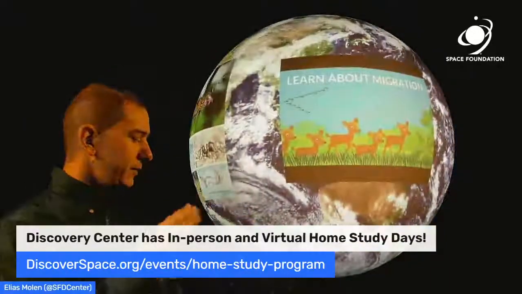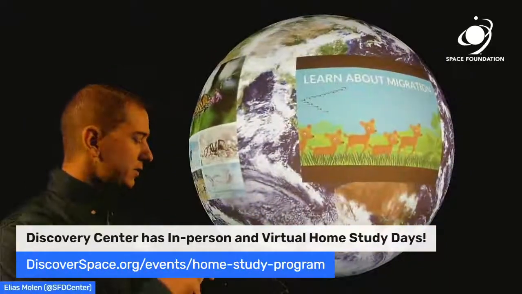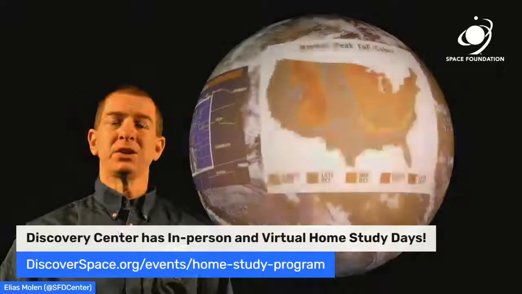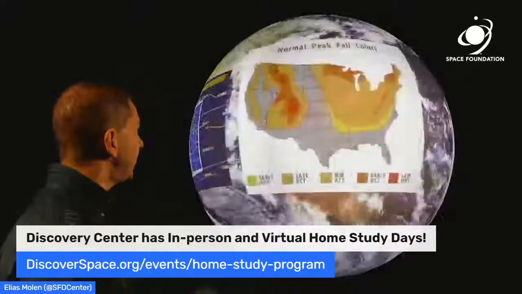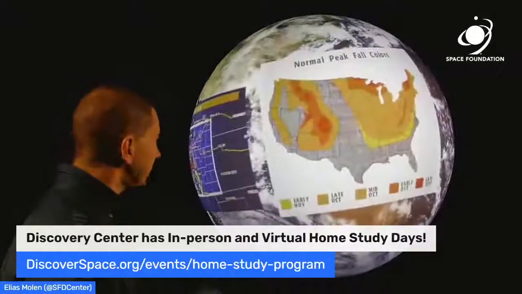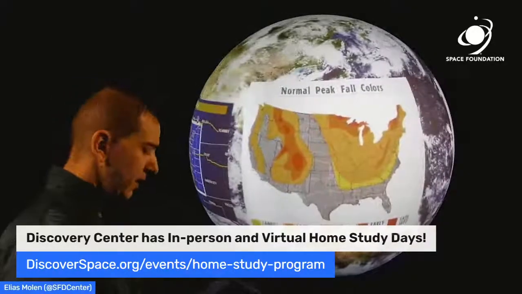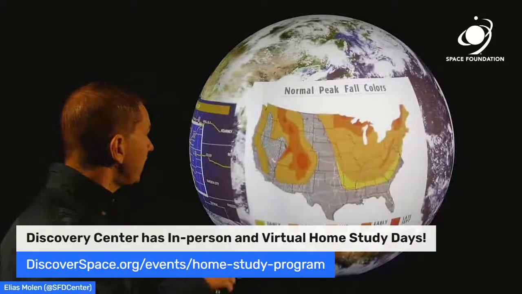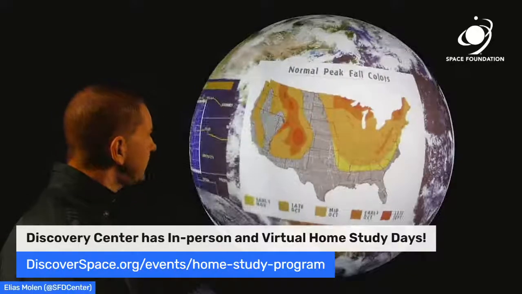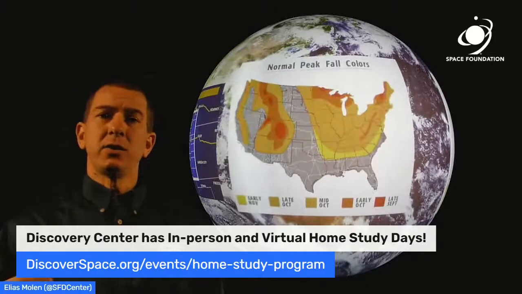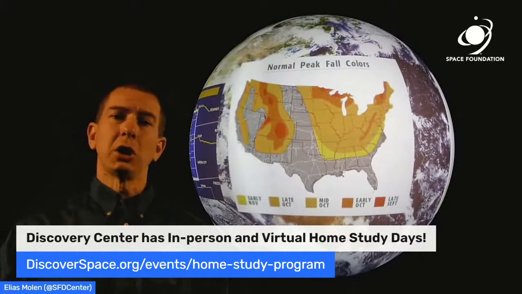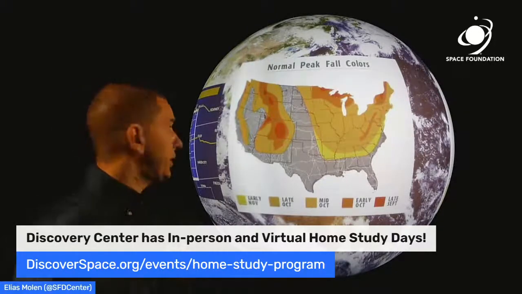Actually, before I move on, I want to talk just real quick. I put some pictures together to talk about the changes in plant life, or seasonal changes in plants. So here you see a map of the United States. This is when you can expect those changes, those fall colors to come onto the trees.